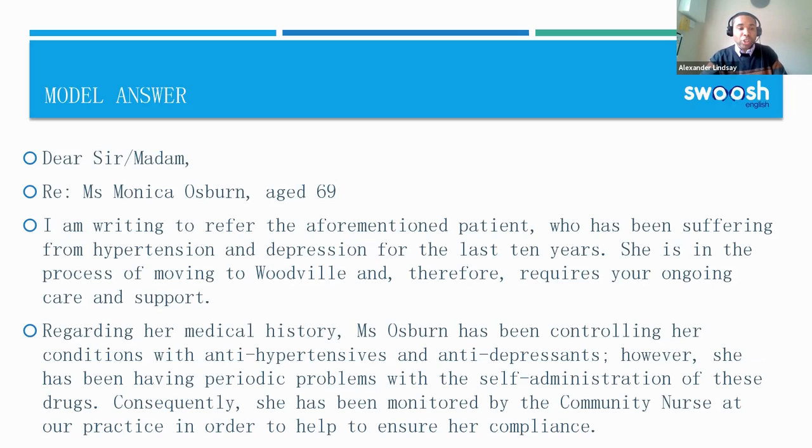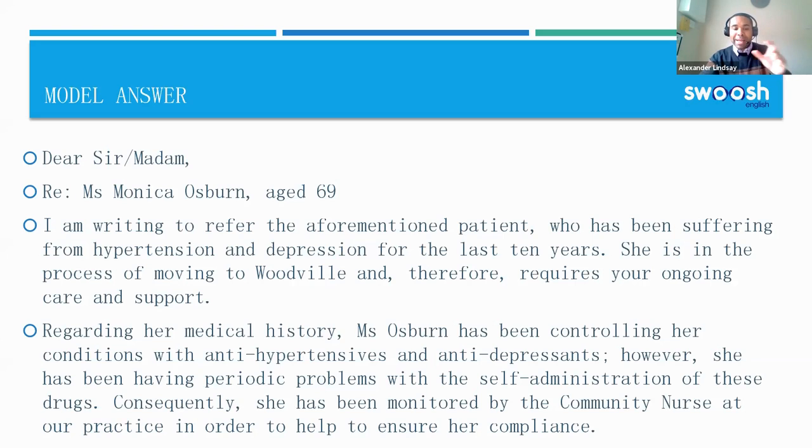Ms. Osborne has been controlling her conditions with antihypertensives and antidepressants. So we've got the hyphen again. We could use the hyphen, we could get rid of the hyphen. Both stylistically can be used. However, she's been having periodic problems with the self-administration of these drugs. Consequently, again with cohesion, she's been monitored by the community nurse at our practice in order to help to ensure her compliance. Okay, so you can see here there's much more use of the present perfect.